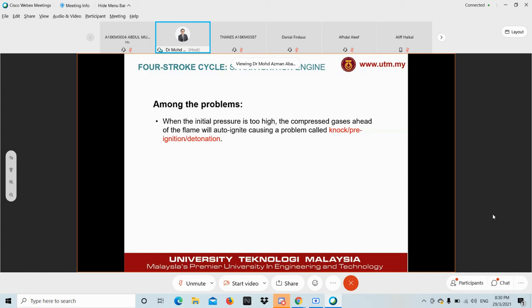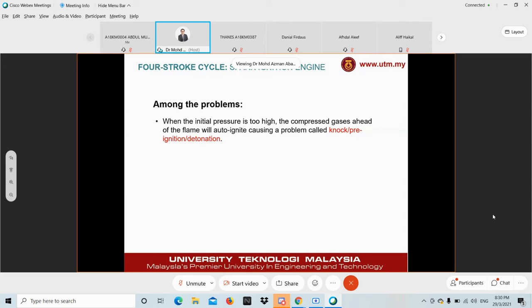So now you know that the worst enemy for a spark ignition engine is always knocking or pre-ignition or detonation. Without this problem, spark ignition engines can actually perform better. Due to the fact that this problem happens, there are many limitations, and because of these limitations, many technologies have been introduced in engines nowadays as mitigation to prevent knocking from happening.